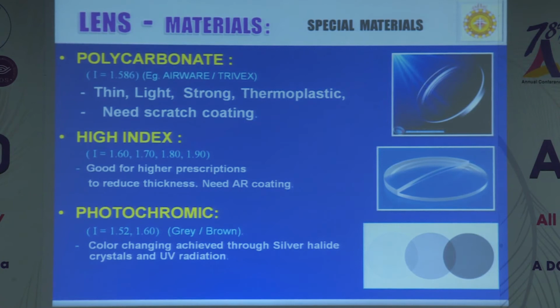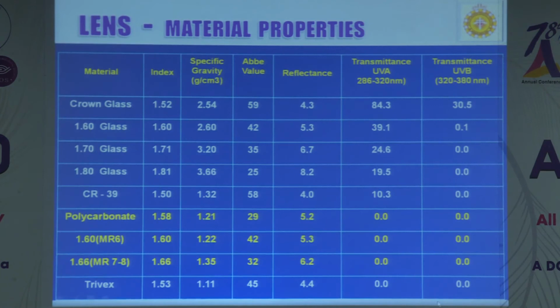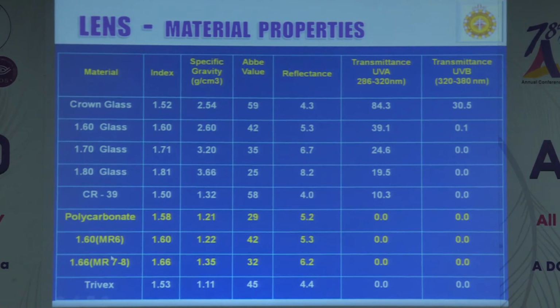If you have a high myopia power, you should go for a high index of 1.6 or 1.9, so the price will also be double. Now the photochromic choice is available so that you can change the color also. When you go for a lens material, these are the criteria: what is the material, what is the refractive index, what is the specific gravity, what is the Abbe value of the lens, how much is the reflectance, and how much protection it gives against UVA and UVB, etc. Based on that, the best lens available now is polycarbonate and its variants, that is 1.6 MR6 or 1.66, MR7 to 8. These are available in the market, with the best Abbe value and everything.